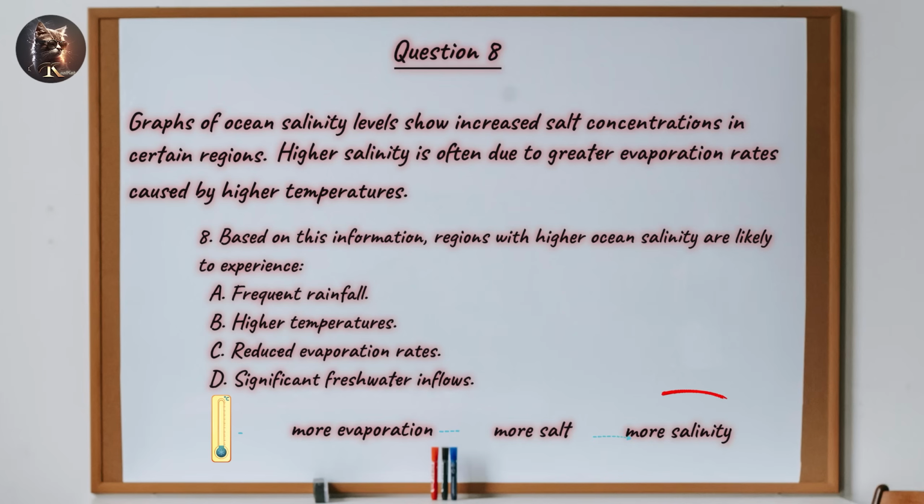Now that we understand that, let's look again at our question. It's asking us to use this information to figure out what conditions a region with high ocean salinity might have. Let's think carefully about each answer option together, one by one. Option A says frequent rainfall. Now think carefully. Rainfall adds fresh water to the ocean, diluting the salt and reducing salinity. Would that result in higher or lower salinity? Definitely lower. So option A probably doesn't match.